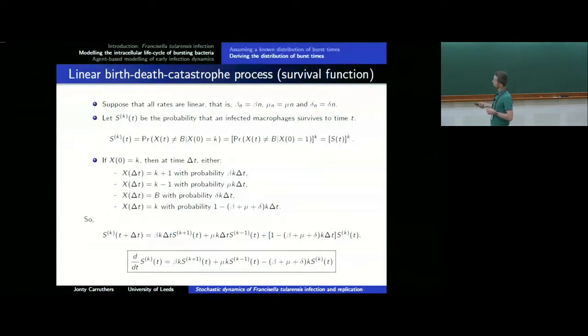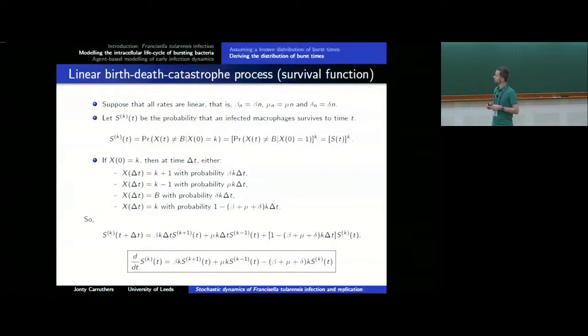So the first way we can do this is to think about the survival function of a macrophage. Define S to be the probability that an infected macrophage survives to time T, given that it's infected with K bacteria at the start. Then we get this nice property: the survival function given you're infected with K bacteria is the same as the survival function given you're infected with one bacterium, to the power of K. This is because a cell containing K bacteria can be thought of as K cells, each containing one bacterium. These cells are all independent up until the time of rupture, and because we're only interested in up until the time of rupture, we can treat all of those cells independently. And so we get this nice property.